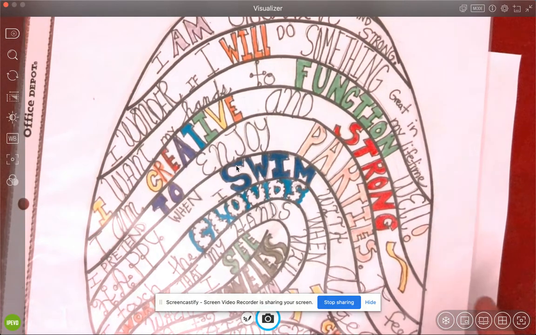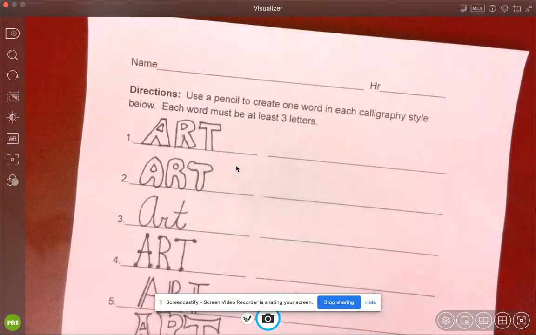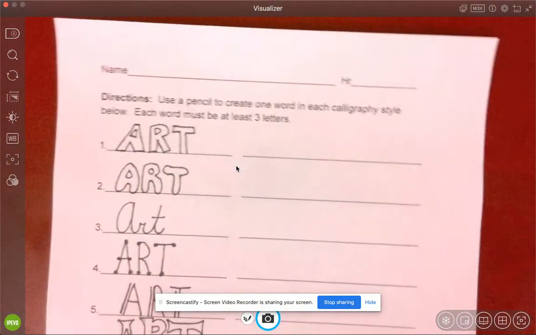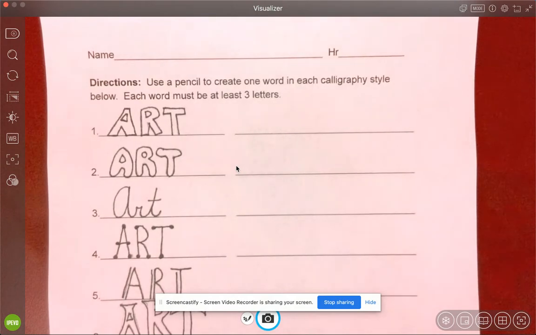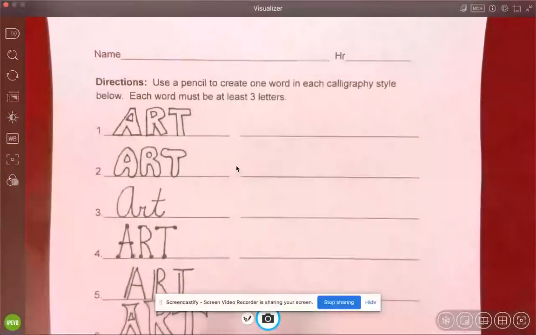Now, just because a style of letter is not on this worksheet, that doesn't mean that you can't use it. This is just to give people a place to start if they're not sure what styles of letters they can use. Again, you have to have at least 3 different styles of lettering, one of them being block letters. All right, so let's get started.